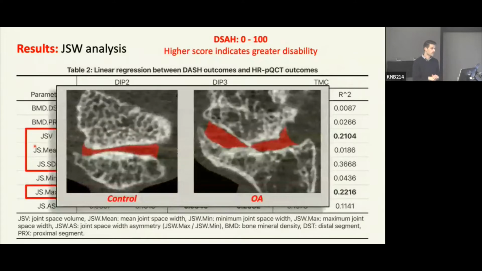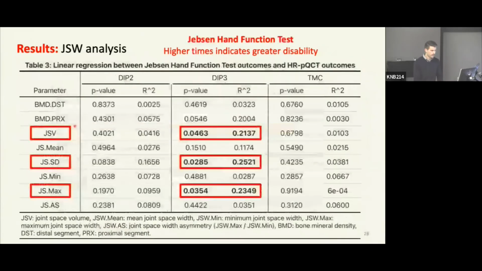And that may not be completely intuitive, but if we look at some of our images, we can start to see that this does actually make sense. So in a lot of these OA participants, we did have more luxation or dislocation of the joint. So that led to higher maximum values in our joint space, lower minimums, increased joint space volume, and so on. And as I mentioned, the Jepson hand function test was also positively correlated with the same values that I've been showing, minus the joint space width mean.